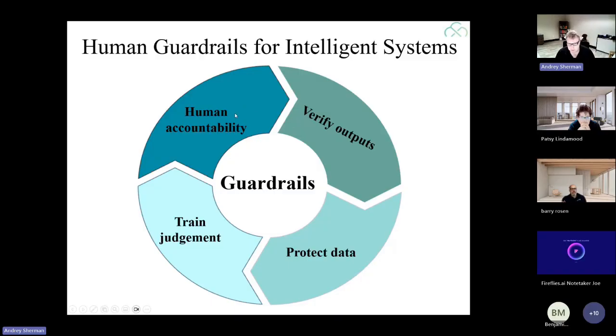So first of all, humans are accountable regardless of what they do, right? You don't want anyone to say, "AI gave me that answer, that's why I did it." That's not how it should work. Humans are accountable. All the inputs have to be verified. This is really about AI hallucinations. This happens all the time.